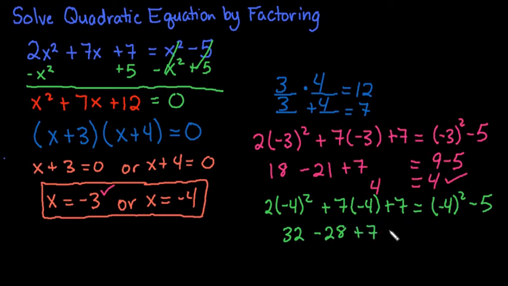Plus 7. And we want to see if it's the same thing as 16 minus 5. 16 minus 5 gives us 11. Over here, 32 minus 28 gives us 4, and 4 plus 7 is also 11. So we can see that this one also works, so we did indeed find the correct solutions.